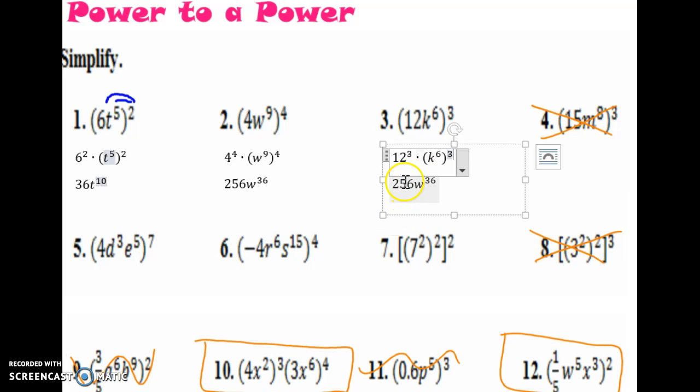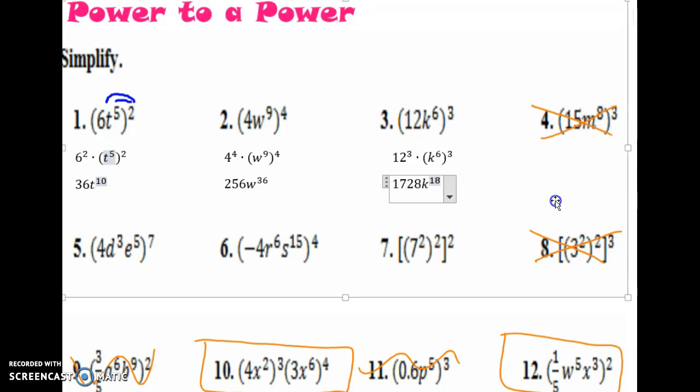All right, and then 12 to the 3rd power, you would do on your calculator, 12 caret 3, which I believe is 1,728. And then this would be k to the 6 times 3, which is 18th. And again, if it was exponential form, you would put 12 to the 3rd, k to the 18th, or if it was simplify like this says, then you'd go ahead and figure out what 12 to the 3rd was.